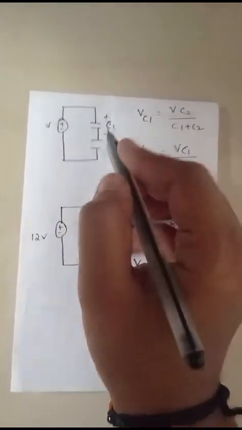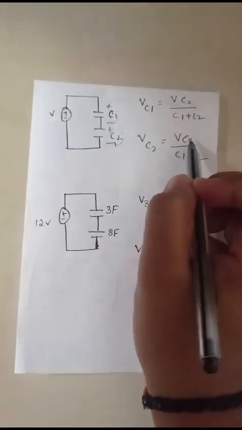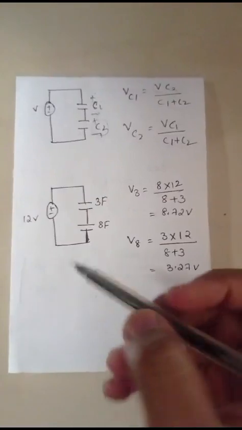If you want the voltage across C2, the other capacitor value is C1. So VC2 is V into C1 by C1 plus C2. We will see a problem.